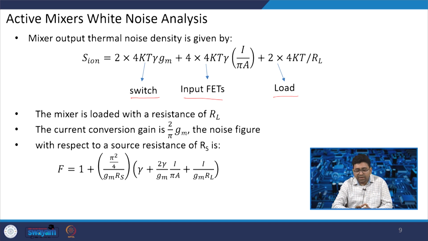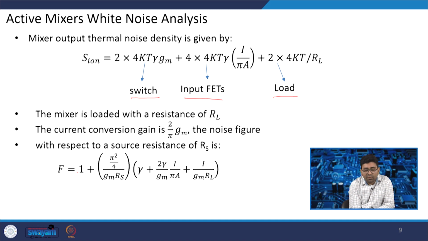Most of the time when both the switches are on, that will contribute the noise, and we can also find out, when switching is happening, how the input noise is switched and considered at the output. At the load directly, because there are two loads, you can consider the direct load resistance RL, that is 4kT by RL, multiplied by 2 because there are two resistances. Here the mixer is loaded with a resistance RL and the current conversion gain is 2 by pi Gm, and so the noise figure we can directly write with respect to Rs.